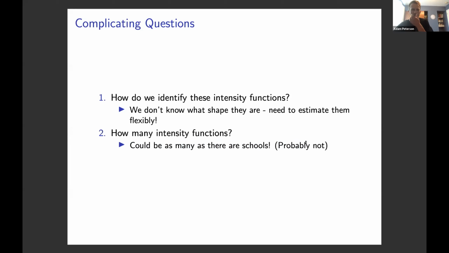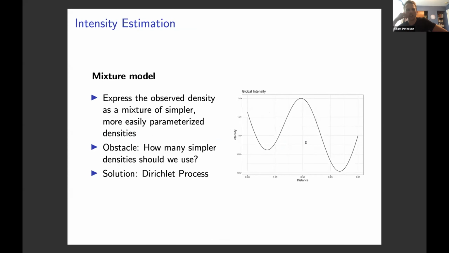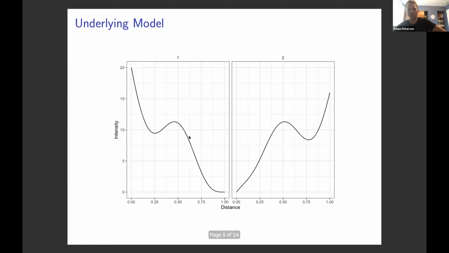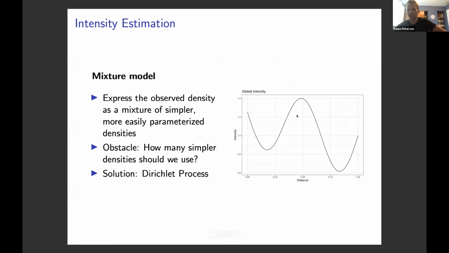So that's going to be our two questions that we want to overcome here. And I'm going to, again, kind of lead us down the pathway that maybe one solution to this problem is to use a Dirichlet process. And what that would effectively do is allow us to express this observed density that we see. So if we were to combine those two densities earlier, you don't get to see these in real life. What you really see is all of the distances connected to schools across space. So you see something like this.